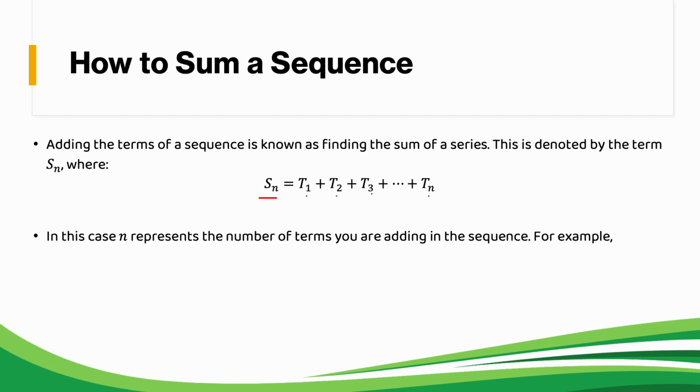When summing a sequence, the term n represents the number of terms you are adding. For example, below we have S2 equals t1 plus t2. So the value of n is 2 as we have two terms.